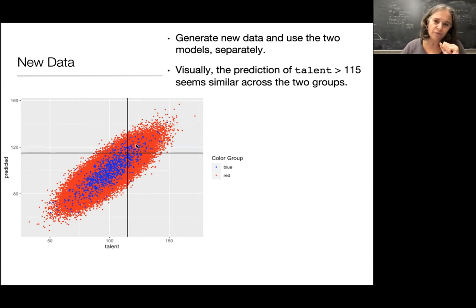It looks like the proportion of blues out of all the blues and the proportion of reds out of all the reds is about the same. And similarly, over here, these are going to be my false negatives. A false negative would be, I have a talent above 115, but you didn't predict me above 115. And in the top left here, those would be my false positives, right? So I don't actually have a talent above 115, but you're predicting me to have a talent above 115. But regardless, there doesn't seem to be any discriminatory behavior going on here.